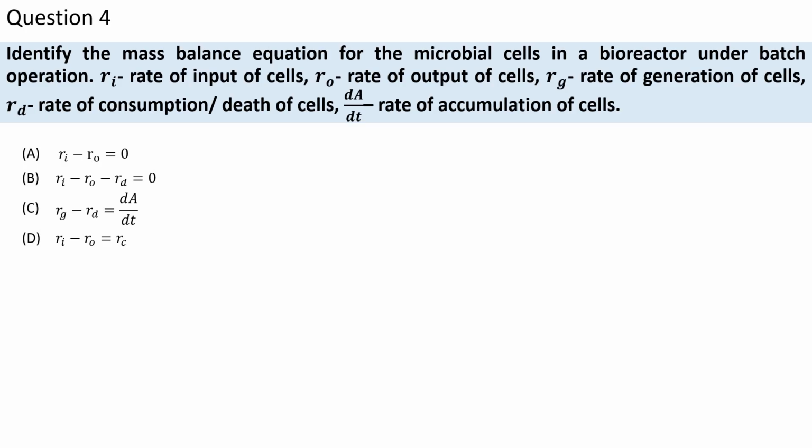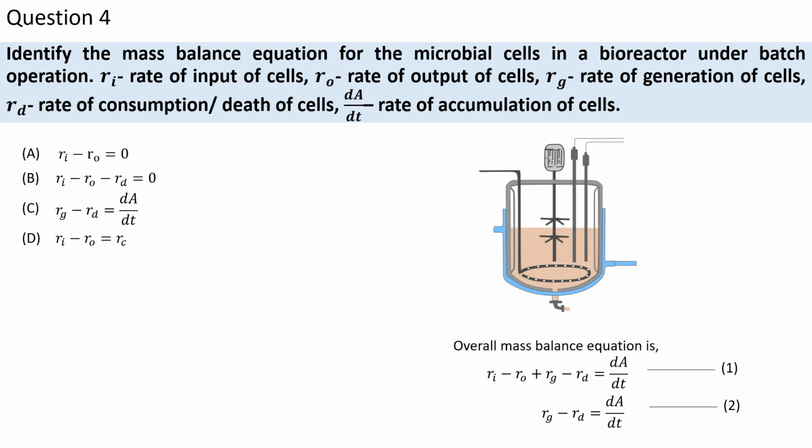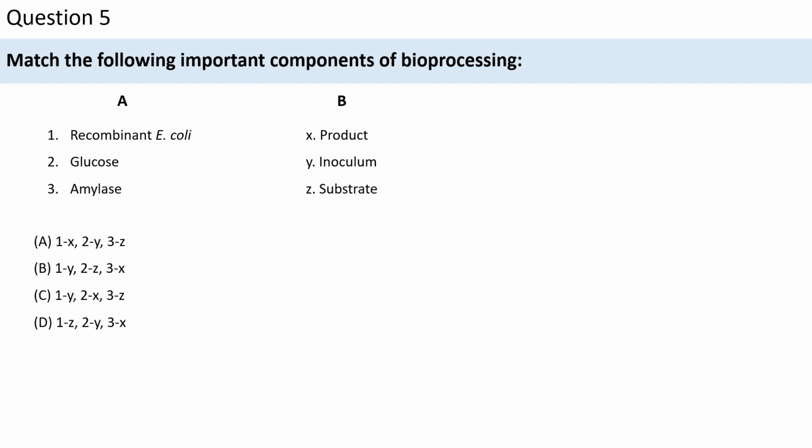Write the mass balance equation for microbial cells in a bioreactor under batch operation. Under batch operation, we know that there is no inlet as well as outlet of the cells. So the overall mass balance equation reduces to Rg minus Rd is equal to dA divided by dt. That is, rate of generation minus rate of consumption is equal to rate of accumulation of the cells. So option C is the right answer.